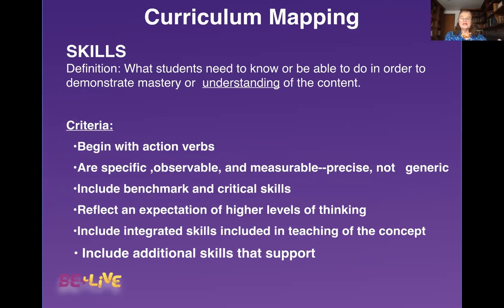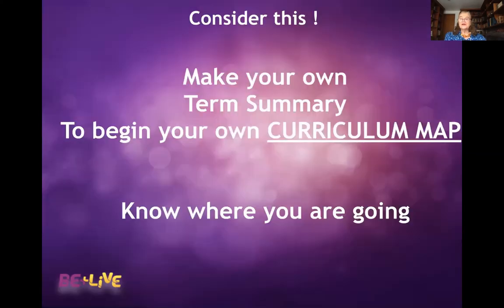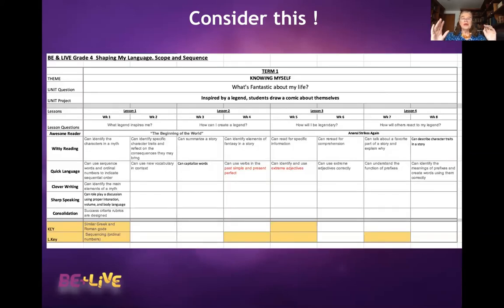And if you have already a good scope and sequence with action verbs, that will help you to make this better. So what I suggest is that you try to make your own term summary right now. You have 1 week to do it so that you begin to have your own curriculum map that tells you where you're going. Here is an example, 1 page, 1 term, 8 weeks worth of work on 1 page. So it tells me exactly what my kids need to be able to do in reading.